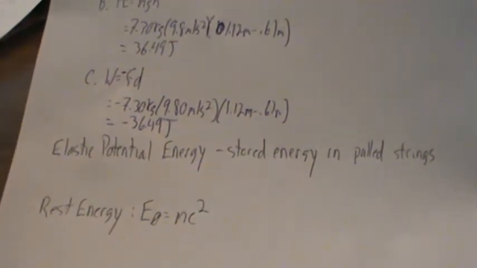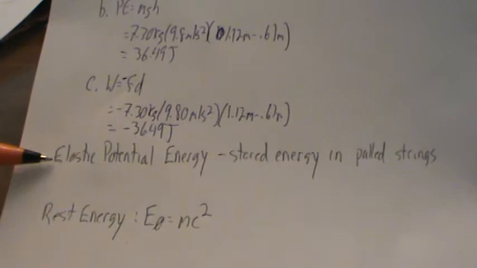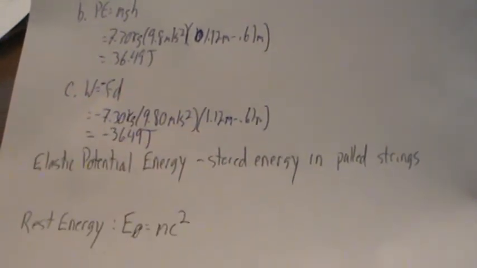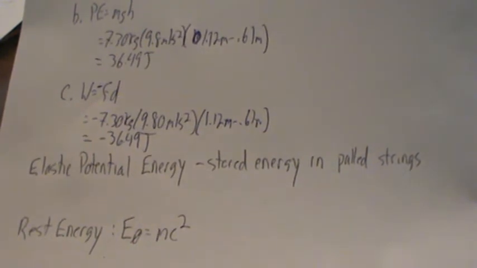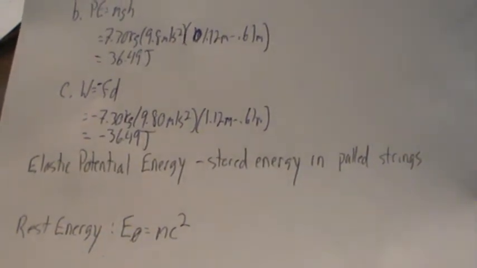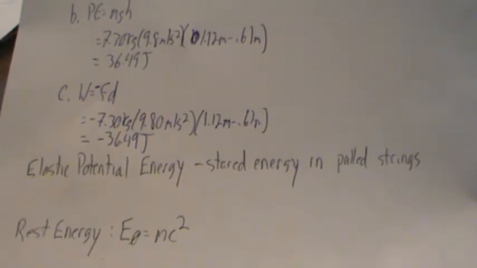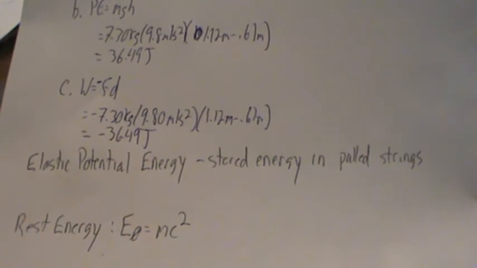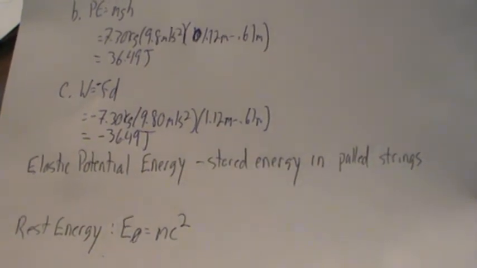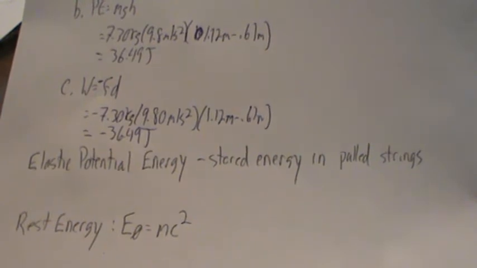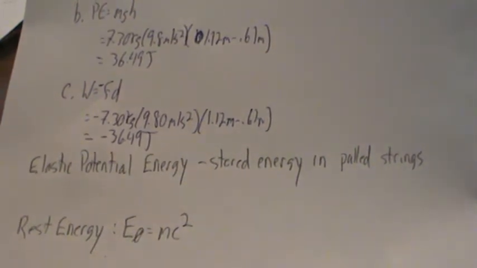Now, two more things to take note of. Elastic potential energy is stored energy in pulled strings. If you do any kind of archery competition, or even in track when you see pole vault, the pole has some elastic potential energy. The string and the bow, for the bow and arrow, has elastic potential energy. And all this stuff can be converted.